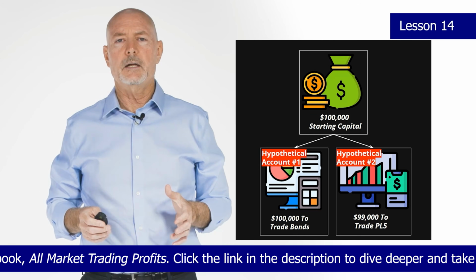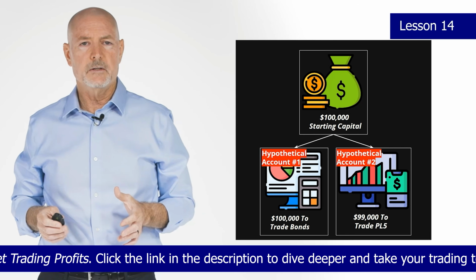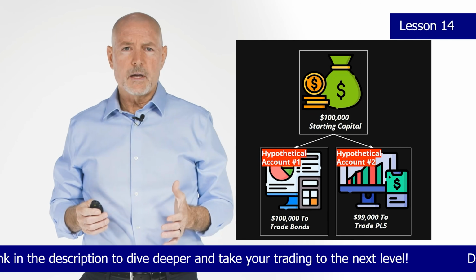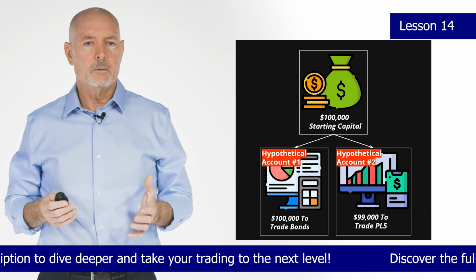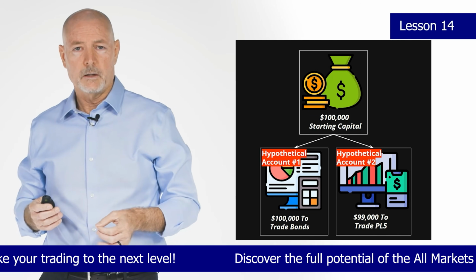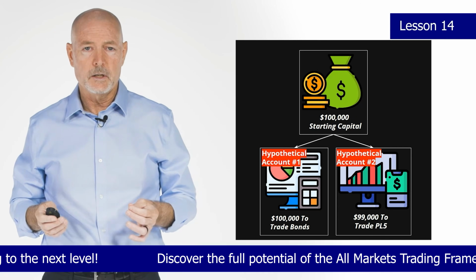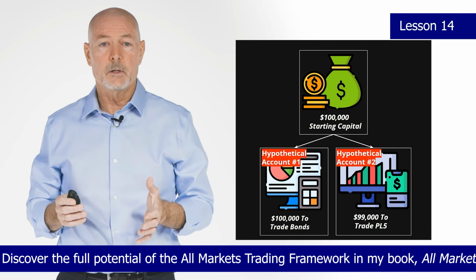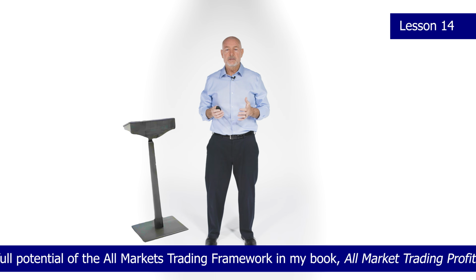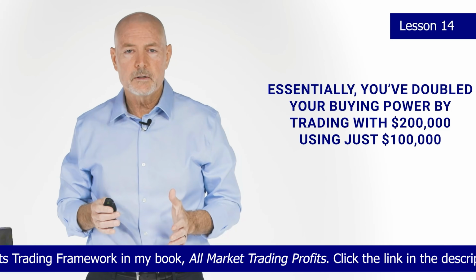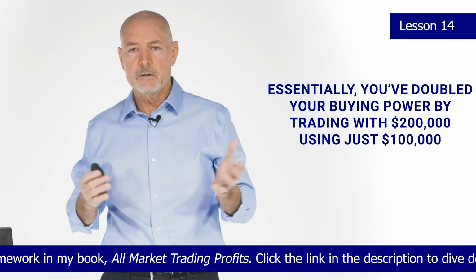Another powerful advantage of advanced margin strategies is something called profit stacking. Imagine you have $100,000 in your account, and with span or portfolio margin, you could buy $100,000 worth of Treasury bonds, earning 1 to 4% annually, and still have around $99,000 of margin available to trade options. Essentially, you've doubled your buying power by trading with approximately $200,000 using just $100,000.